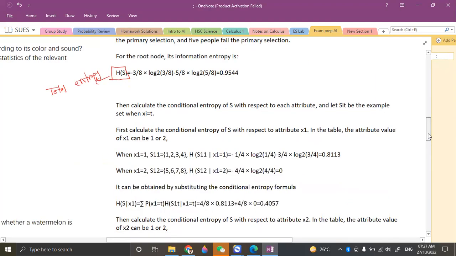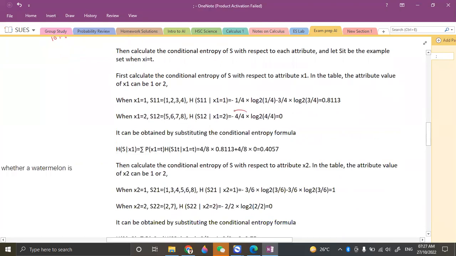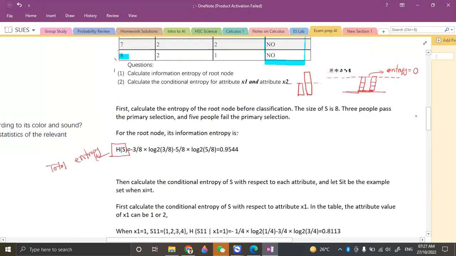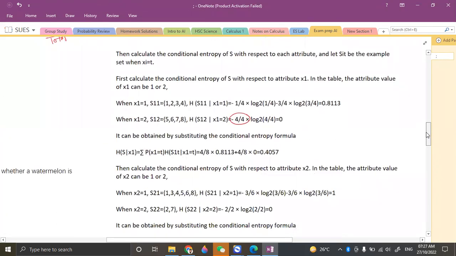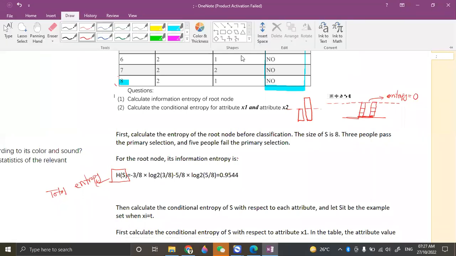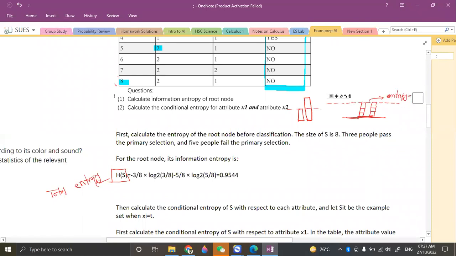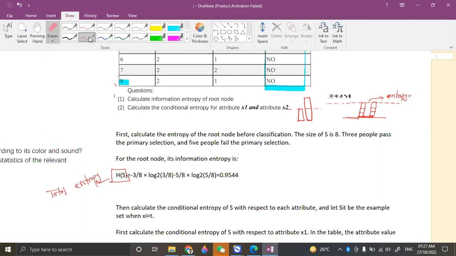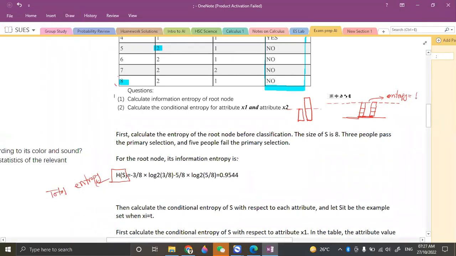So if you look here, entropy is equal if both of them are same. I made a mistake here. This will be 1. Why? Because both of them have the same height. So when the heights are the same, the entropy is 1.